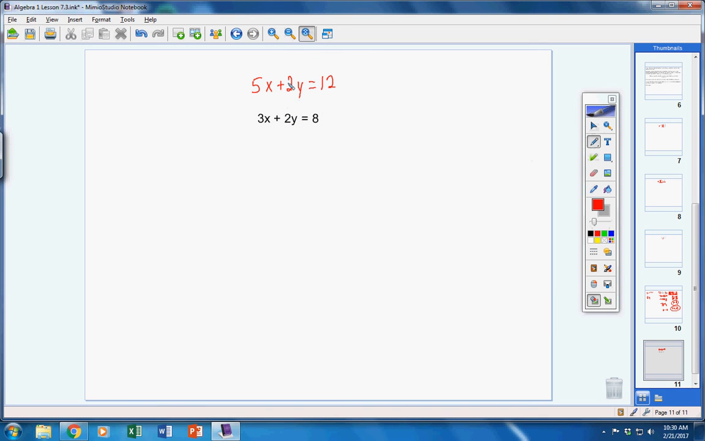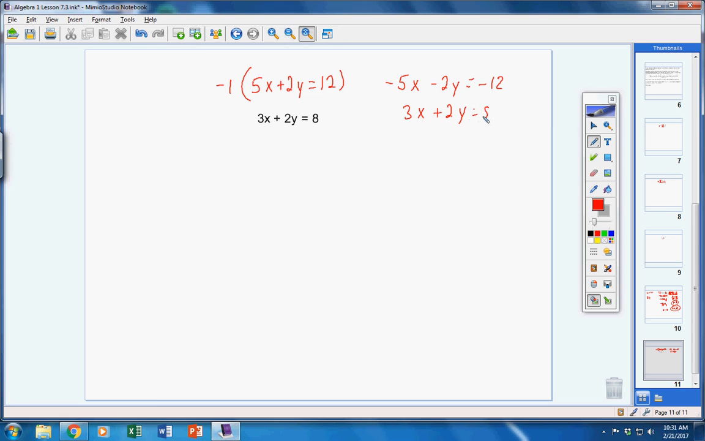Hey, look at this, guys. My y's are almost ready to cancel. Almost. I have a positive 2 and a positive 2. If I could make one of those two negatives, that would be okay. So I can multiply the bottom equation by a negative 1. That would give me a negative 2 right there. Or I can multiply the top equation by a negative 1. It doesn't matter, okay? Alright, here we go. Negative times a positive is a negative 5x. Negative times a 2y is a negative 2y. Negative times a positive is a negative 12. Bring over your bottom equation, and we are just about finished.